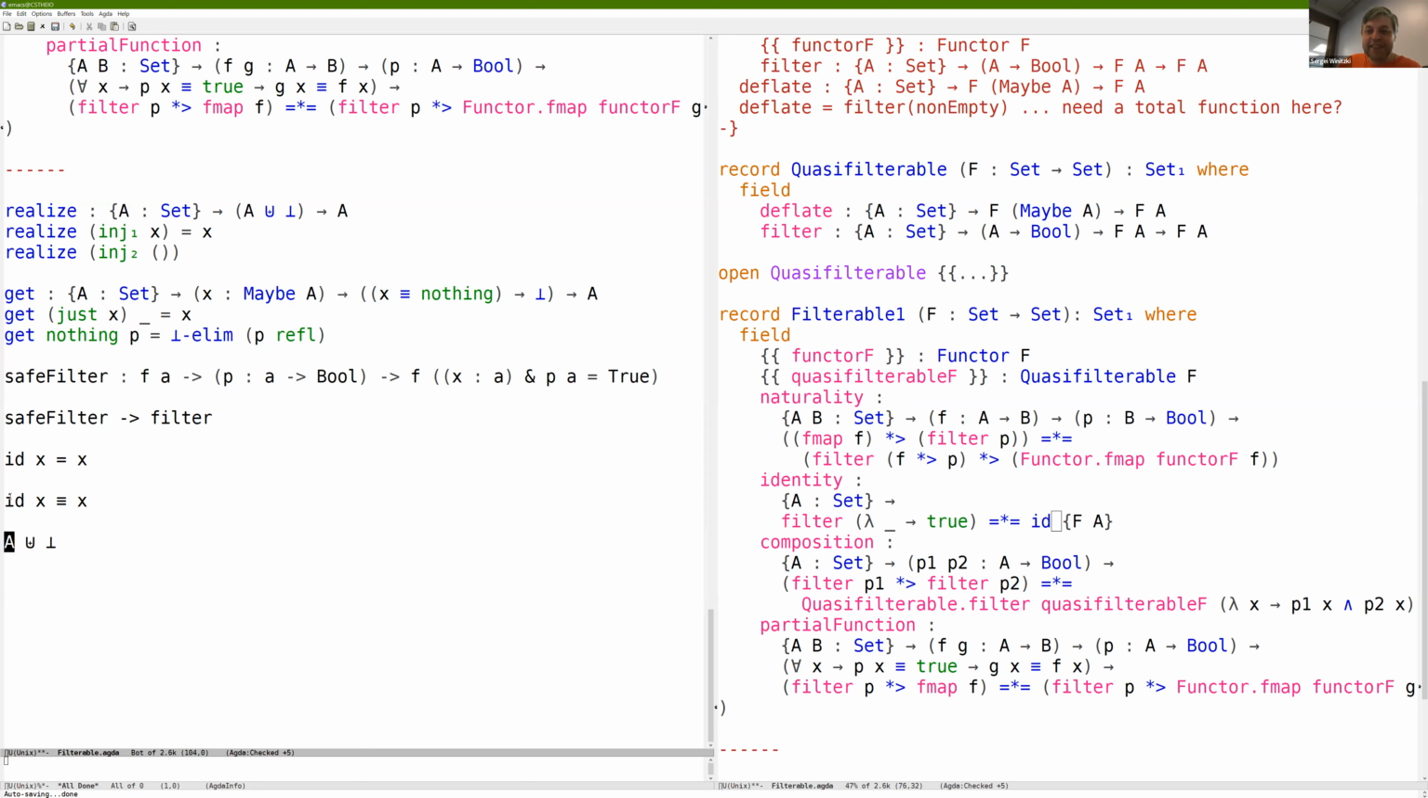You could return an option. Right. You would have to rephrase your partial function as a maybe, as an option.